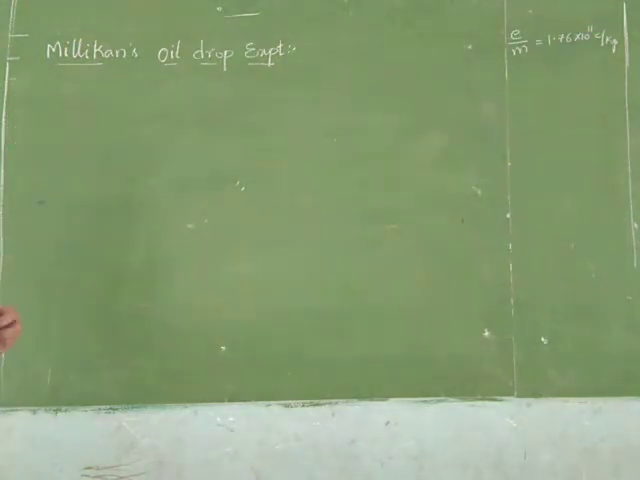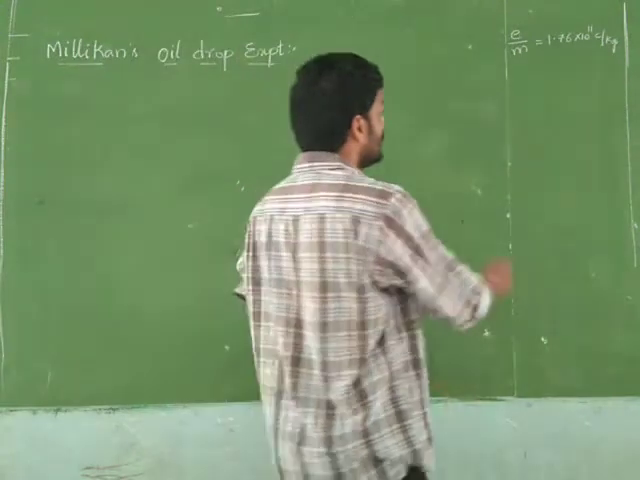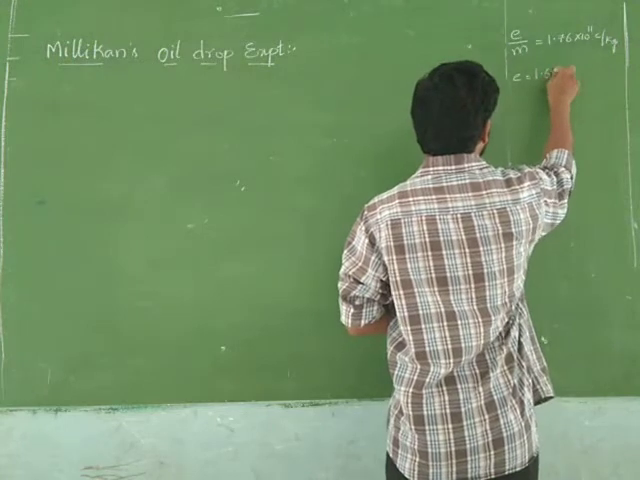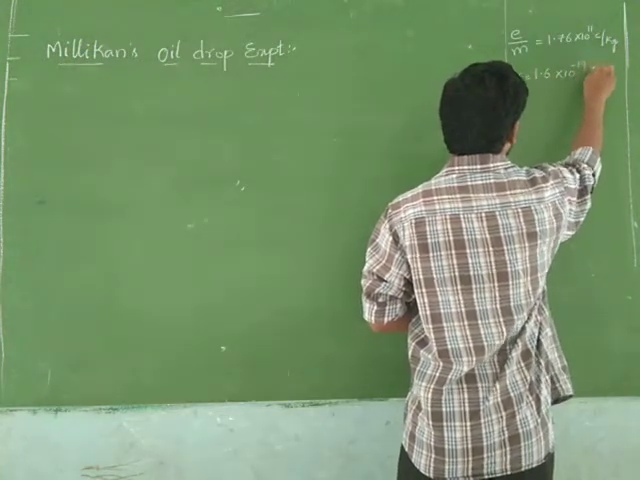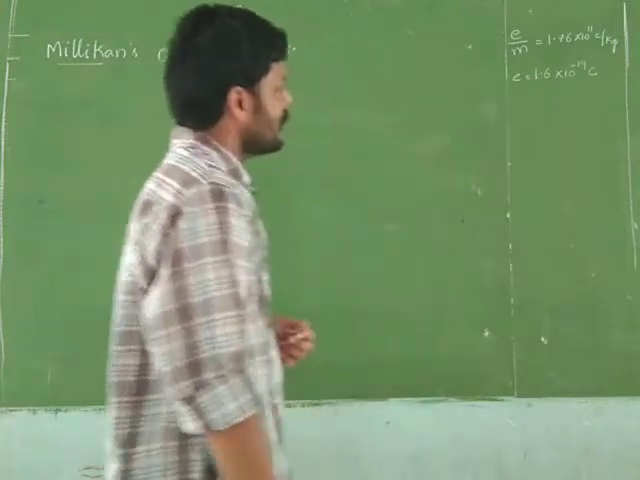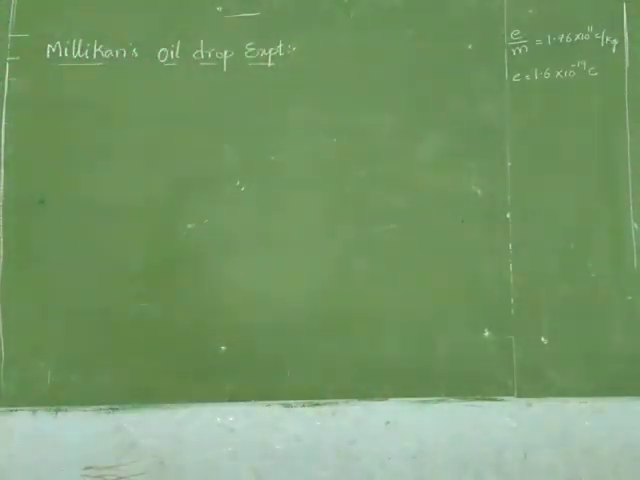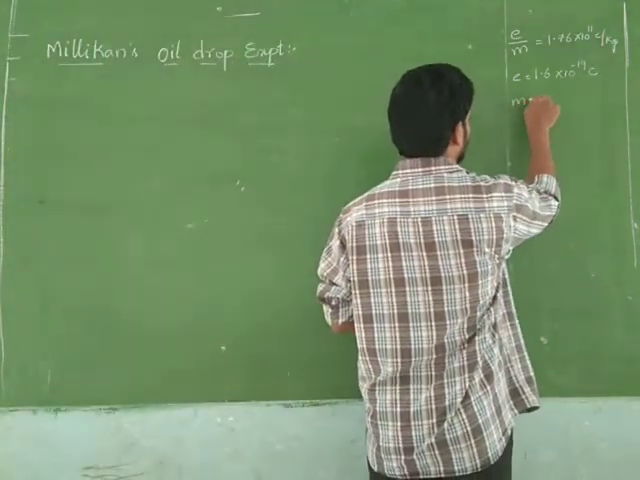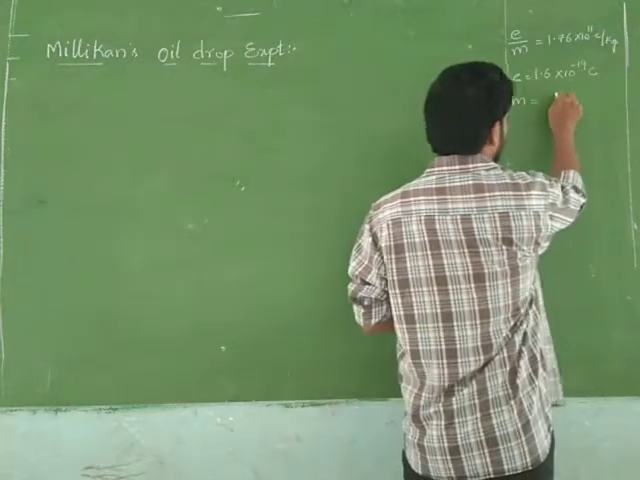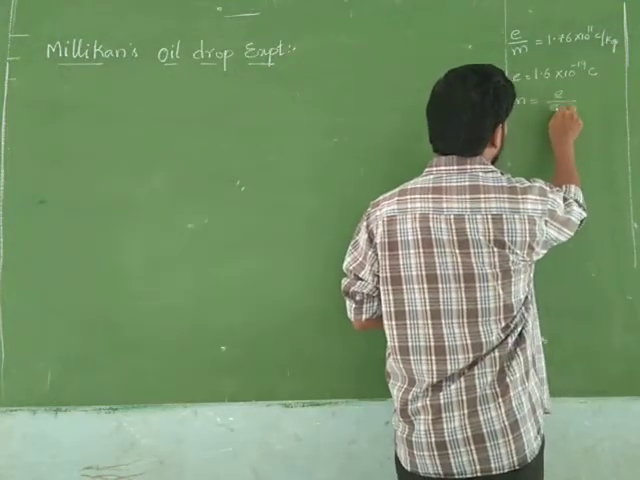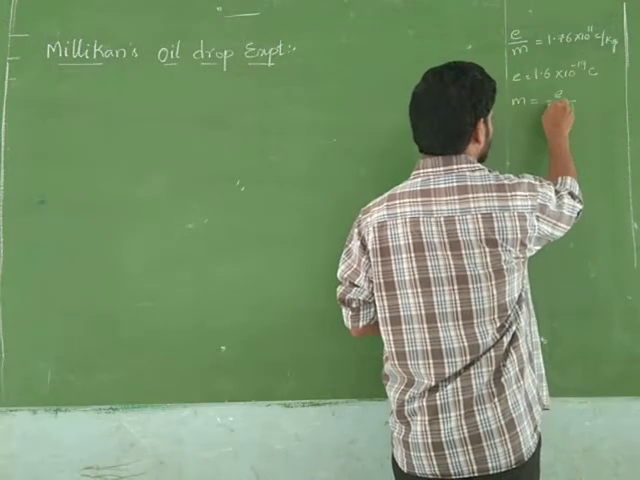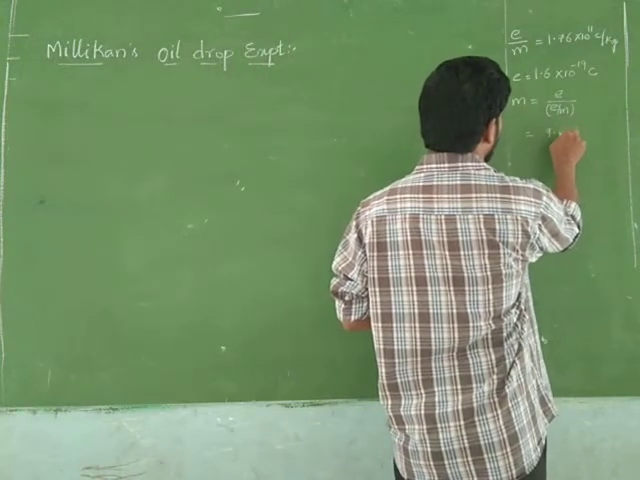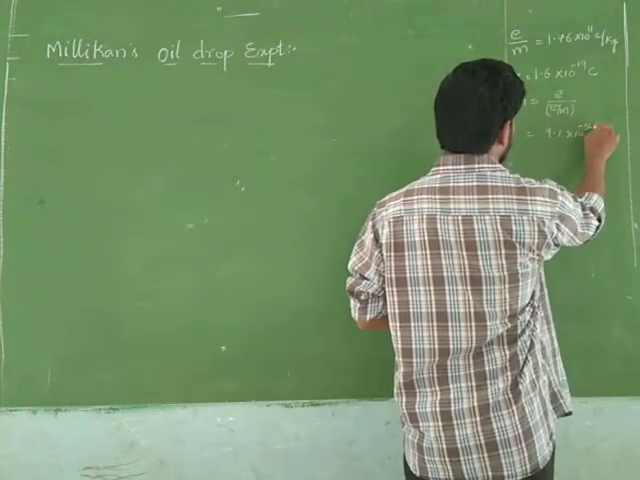From Millikan's oil drop experiment, we are going to estimate the charge of the electron as 1.6 × 10^-19 coulombs. From these two expressions, we can estimate the mass of the electron. How? The charge of the electron divided by the e/m ratio of the electron leads to the value 9.1 × 10^-31 kg.